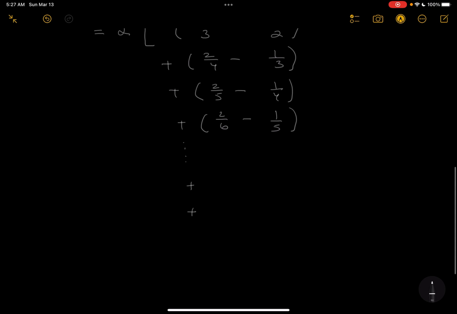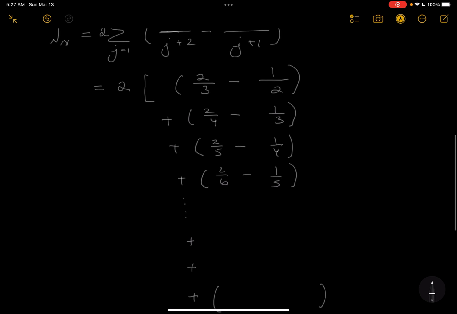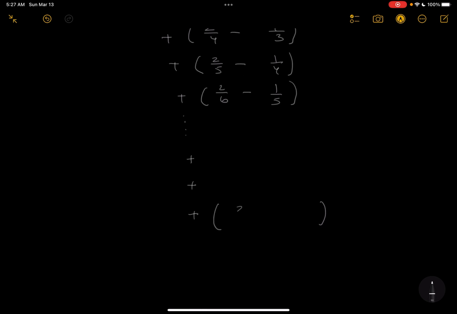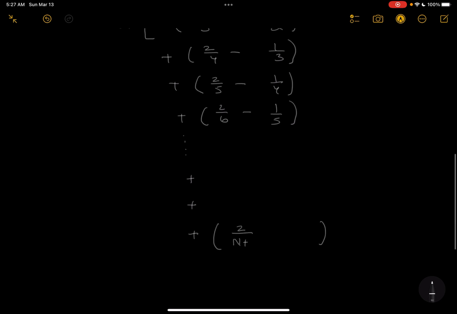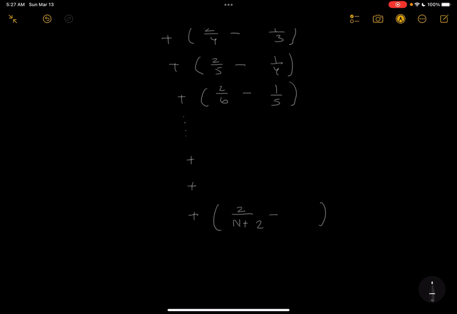Now, of course, I'm going to write down a few of them because I want to get a feel for what it looks like. Again, we're going to N, so what's the last one going to be? 2 over N plus 2, again, we're just looking at the generalized term, minus 1 over N plus 1. Let's do the one before it. That would be 2 over N plus 1 minus 1 over N. It's going backwards now. 2 over N minus 1 over N plus 1.